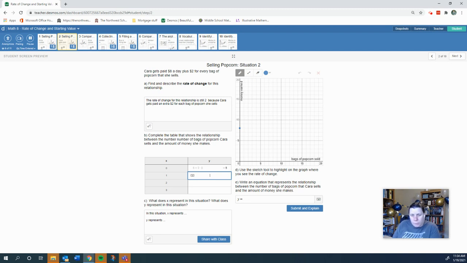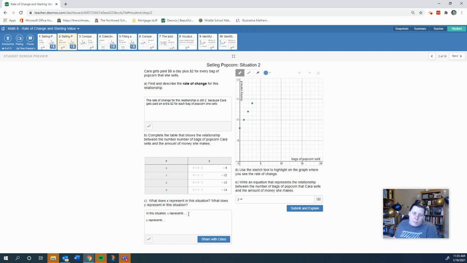For the next one, she makes $8 for showing up, plus 2 times the number of bags she sold, which is 1. That'll be 10. She gets $8 for showing up, plus 2 times the number of bags she sold, which is 2. So that's going to be 12. 8 for showing up, plus 2 times 3. So 14. Again, you probably just typed in 8, 10, 12, 14. That's totally fine. This is just me showing my reasoning a little bit more clearly.